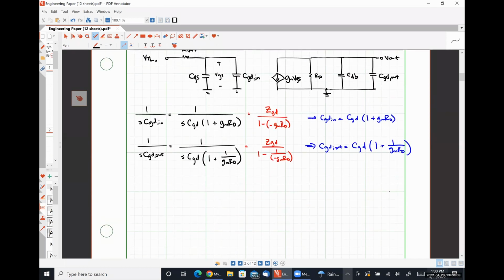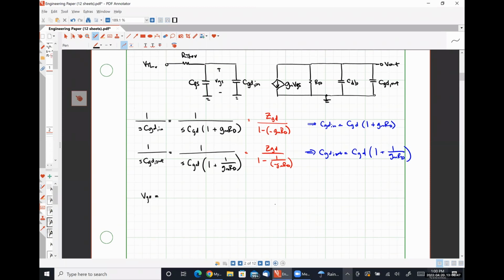So our voltage division relationship, we're going to have VGS is equal to Vthevenin multiplied by CGS in parallel with CGD in, right? So that's just going to look like that impedance. So that's going to be 1 over S CGS plus CGD times 1 plus GMRD.